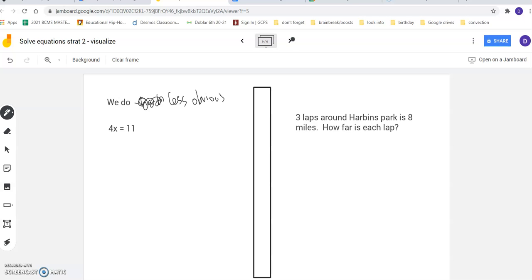Okay. So using my strategy here, 4x equals 11, not obvious. It's not a whole number. 4 times what is 11? It's not like a whole number that I know. So I'm going to draw my visual strategy. So on this side, I have 4 x's. And on this side, I have 11.